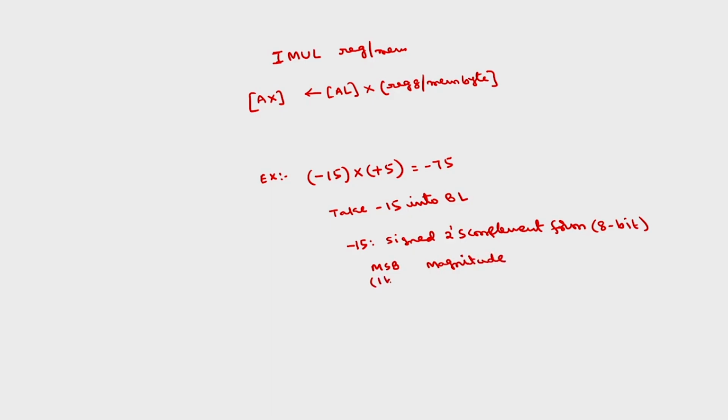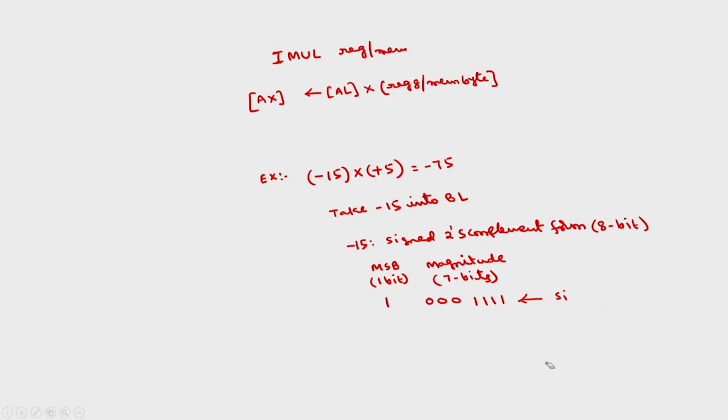The MSB in signed 2's complement representation is always the sign bit, followed by magnitude bits. This is 1 bit and this is the remaining 7 bits. For negative numbers the MSB is 1, for positive numbers the MSB is 0. For 15, the 7-bit binary form is 0001111. So this is called signed magnitude representation.